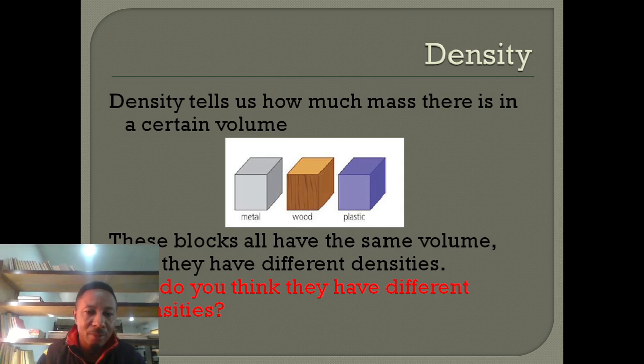Okay, now density tells us how much mass there is in a certain volume. We have a metal here, wood, and a plastic. Now you want to find out how much mass you have in this volume. Density will help you to do that. These blocks all have the same volume, but they have different densities. Now why do you think they will have different densities? Why do you think this one has a density more than this, and this has a density greater than this one?